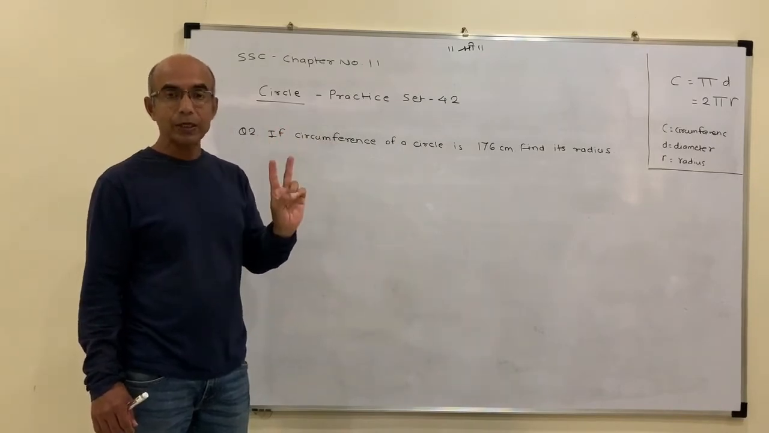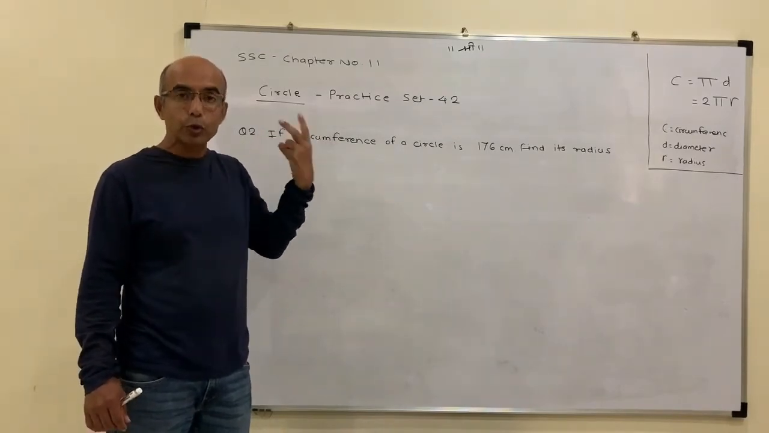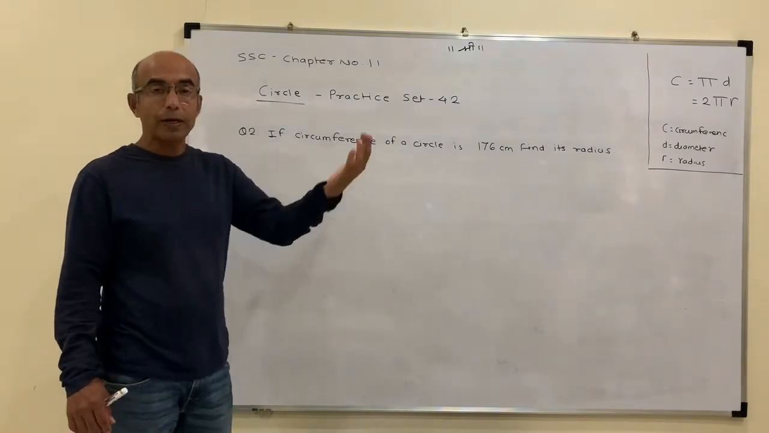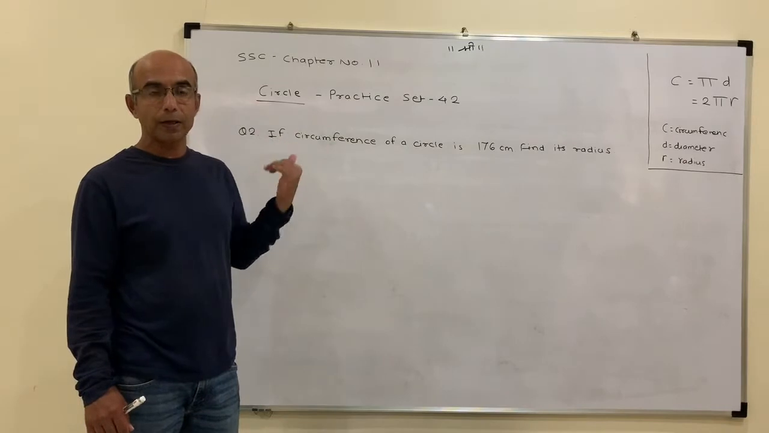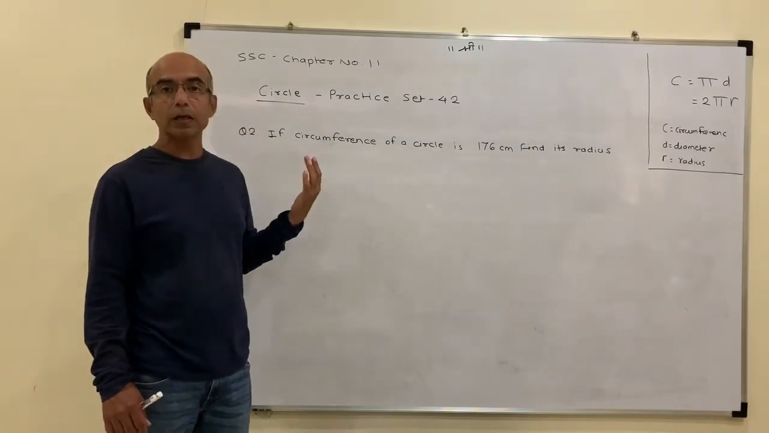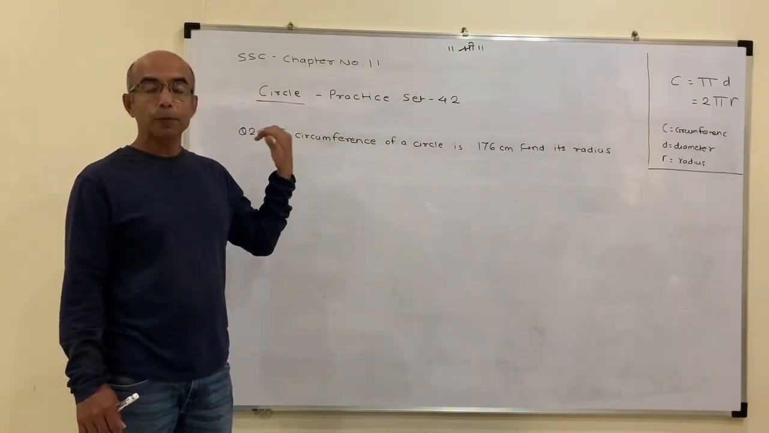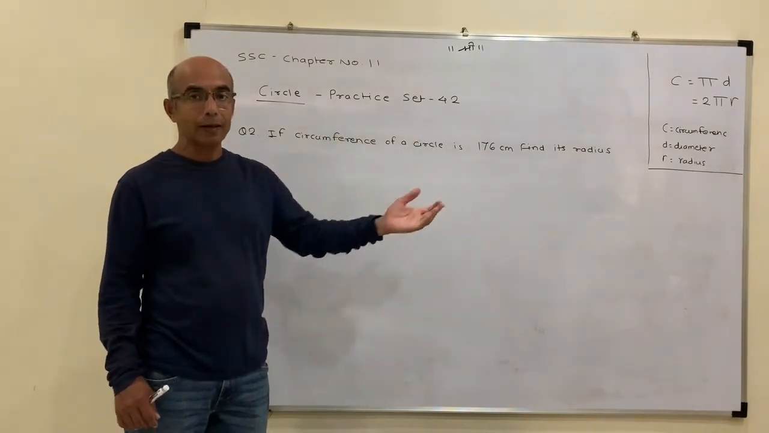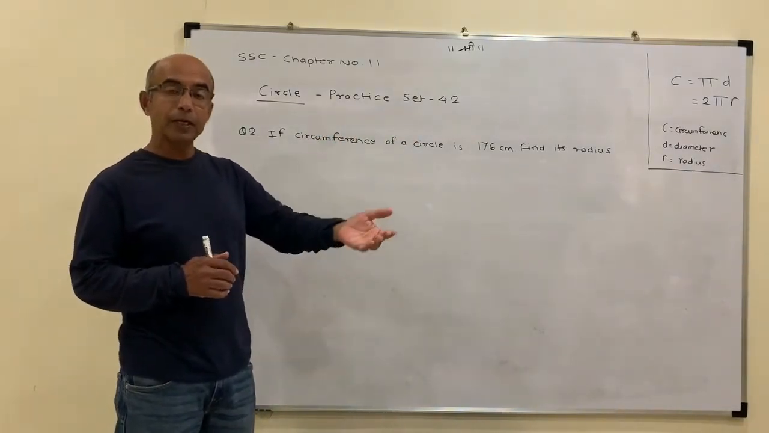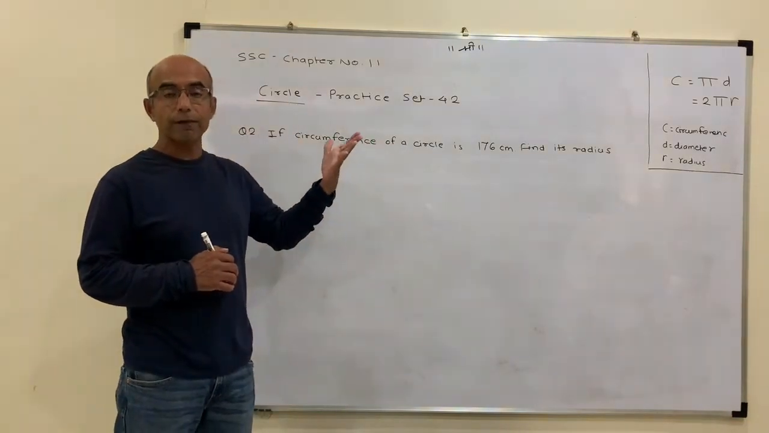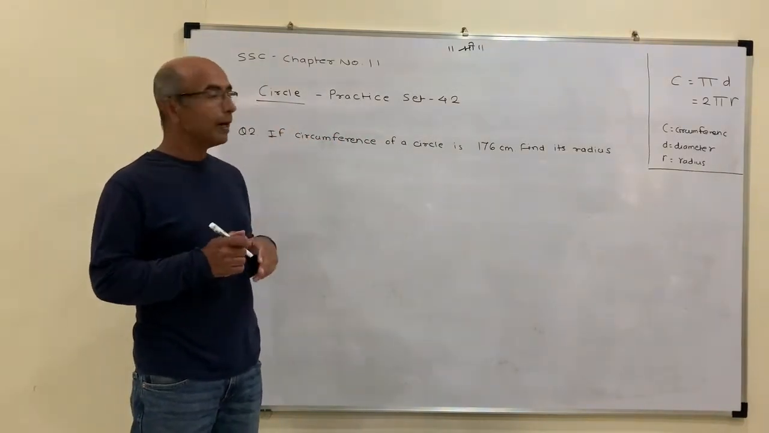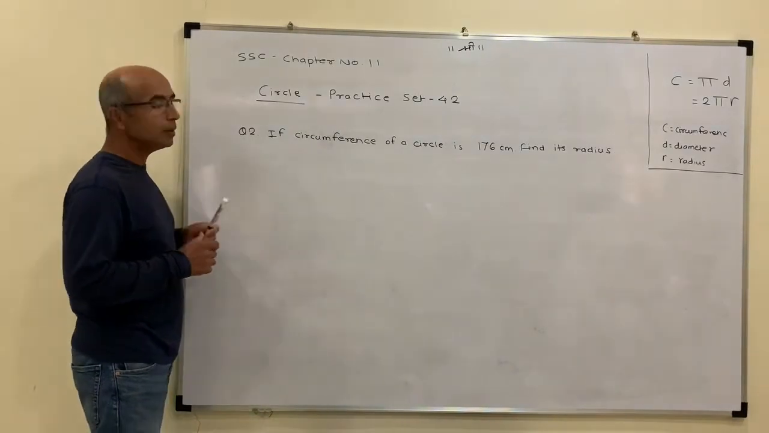Since d, the diameter, is equal to 2 times the radius, when the radius is given and we need to calculate the circumference, our formula will be 2 pi r. When the diameter is given, our formula for the circumference will be pi d. Now let's solve question number 2.